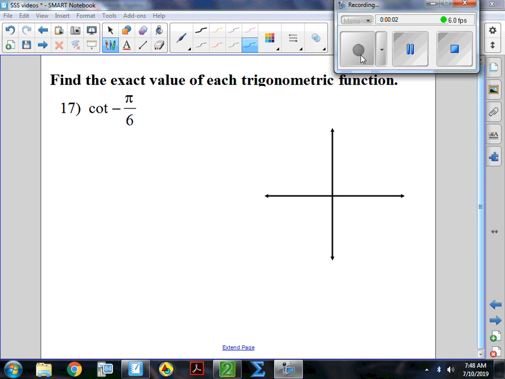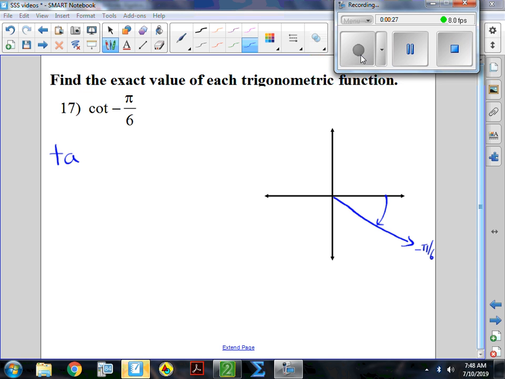Number 17 says cotangent of negative pi over 6. So negative pi over 6 is going to be a pi over 6 angle in quadrant 4. So negative pi over 6, we're going clockwise instead of counterclockwise. So to find the cotangent of negative pi over 6, I want to look at my tangent and I want to look at pi over 6.